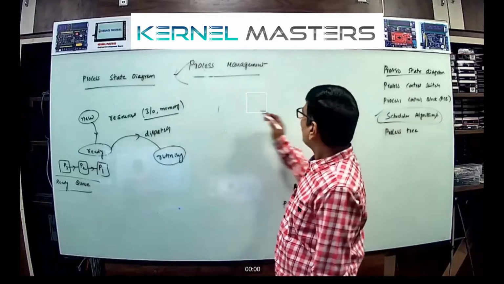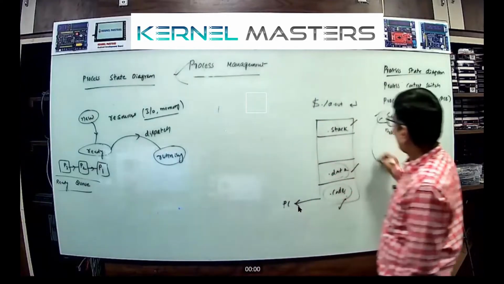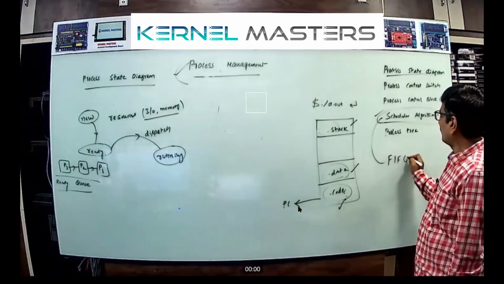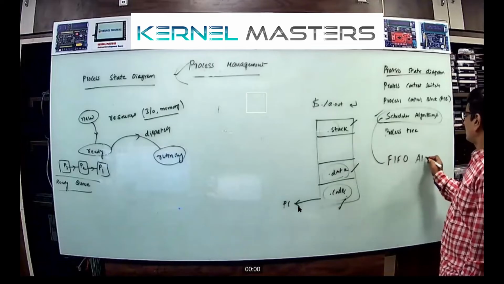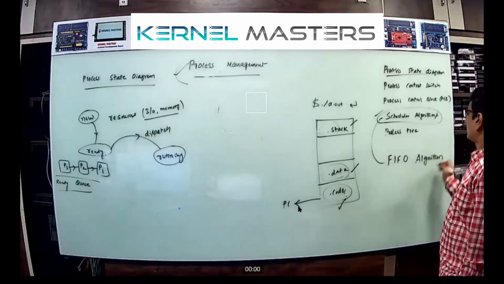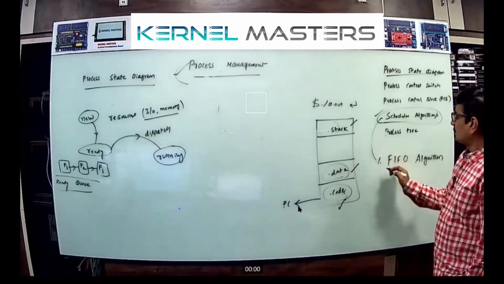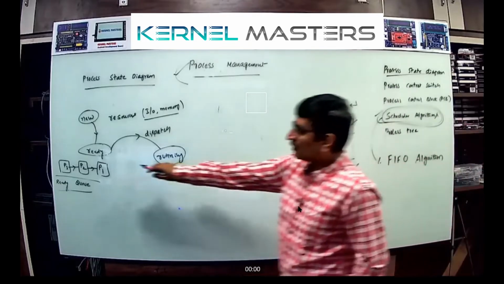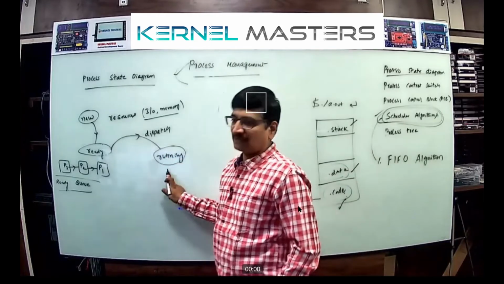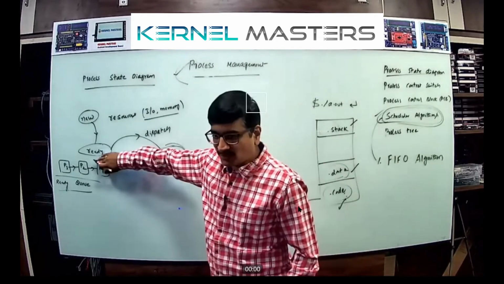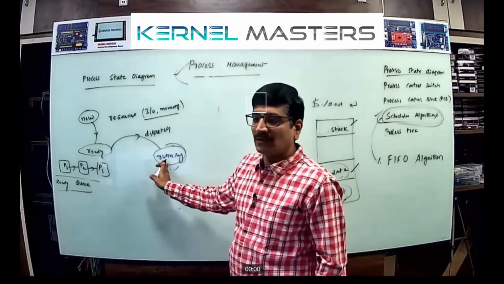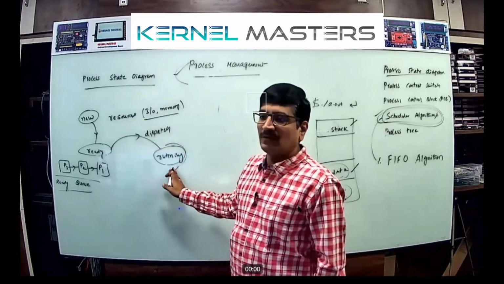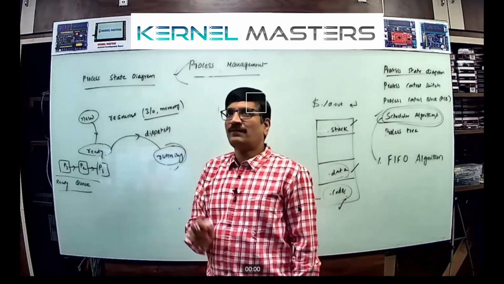In the market, so many algorithms are available. The very basic one is the FIFO algorithm, first in, first out. The algorithm's responsibility is to assign a process to the processor, which is nothing but moving the process from ready to running. What is FIFO? First in, first out.